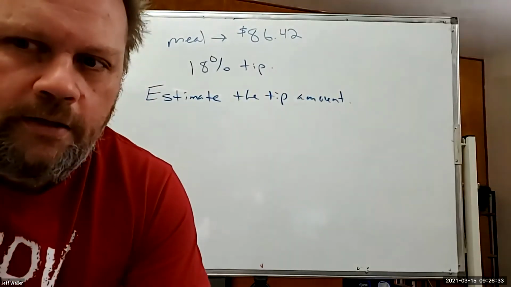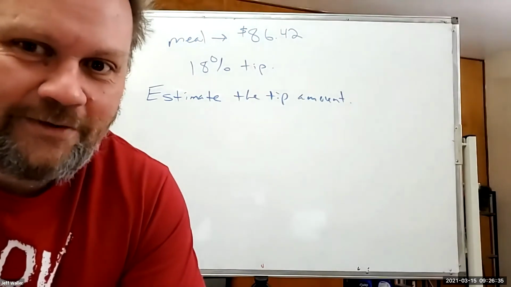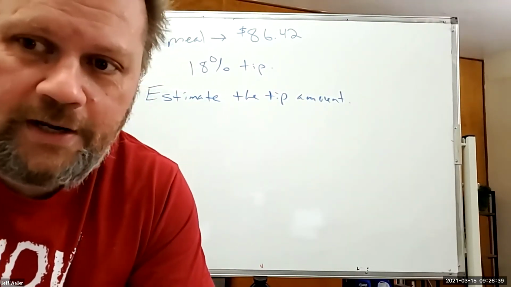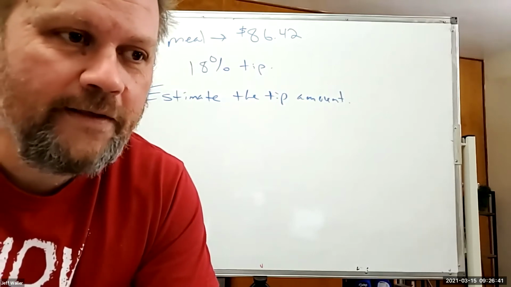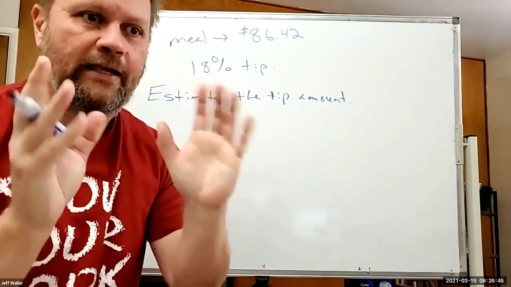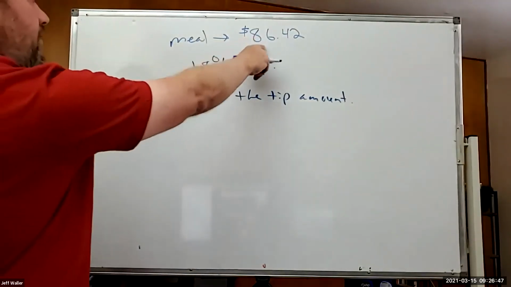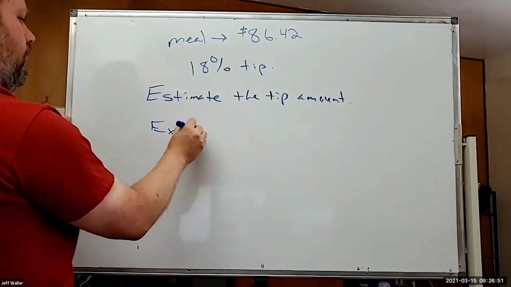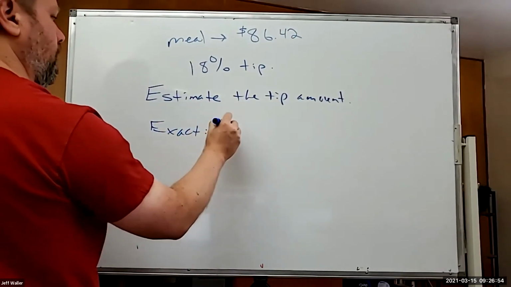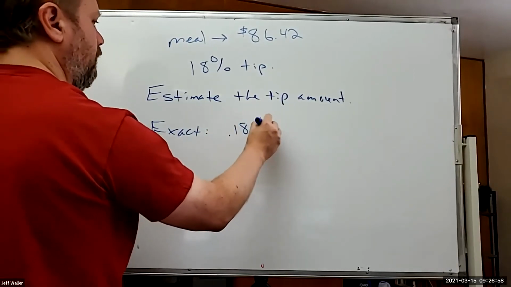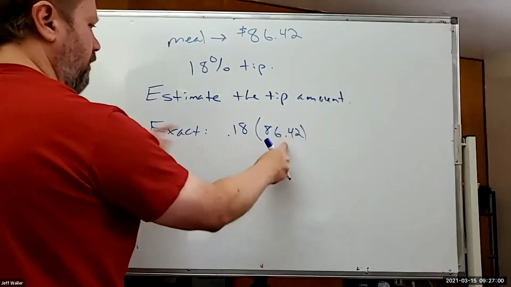Could you do some rounding? Yeah, let's do some estimating. So what is it we have to officially do? If I had a calculator, what would I do to figure out exactly the tip? 86.42 times 0.18. Good, 18% of 86.42. You can write it either way, you're right.